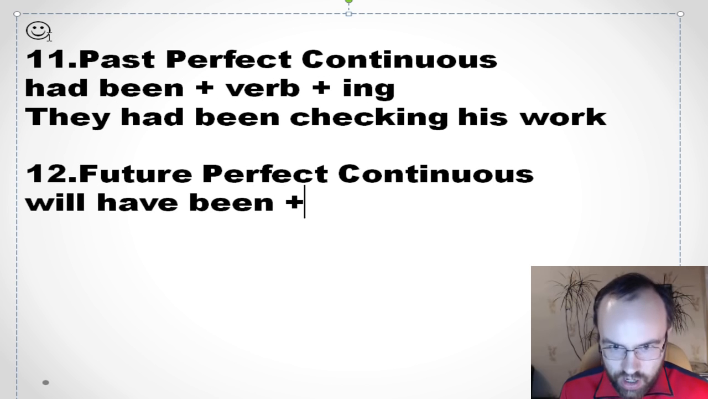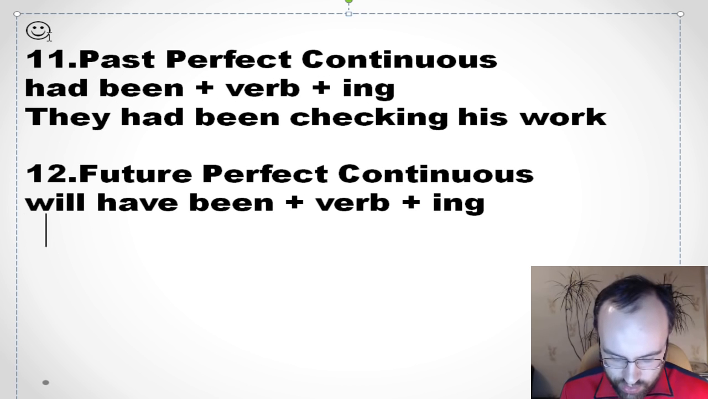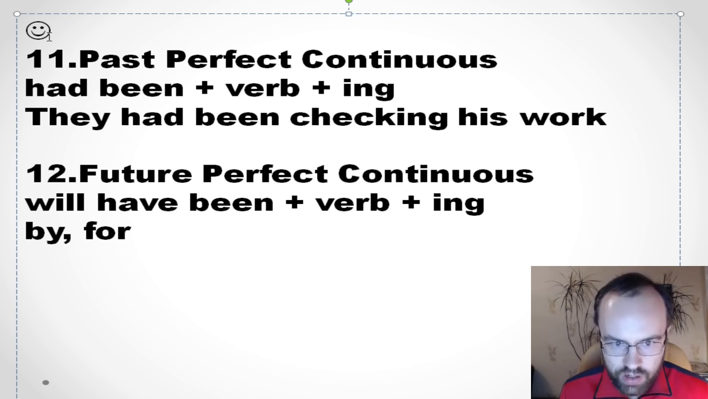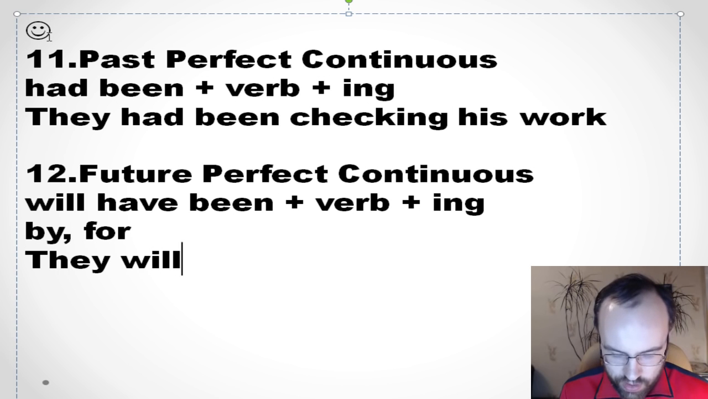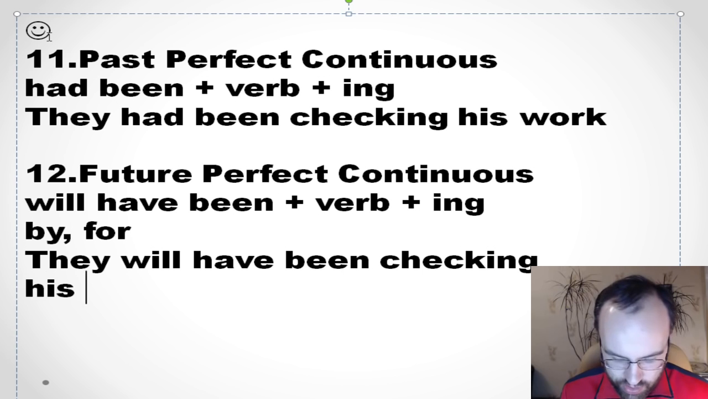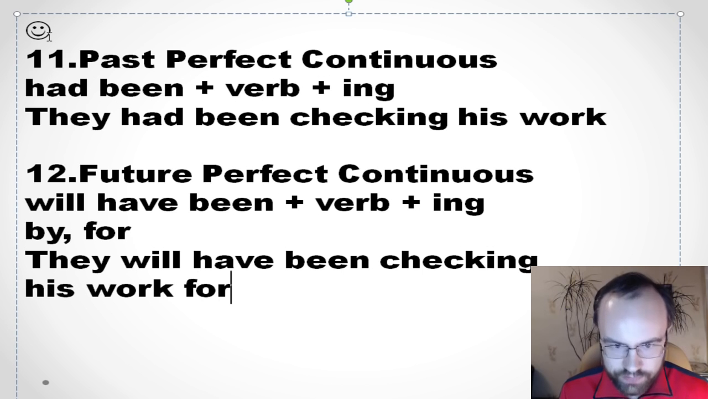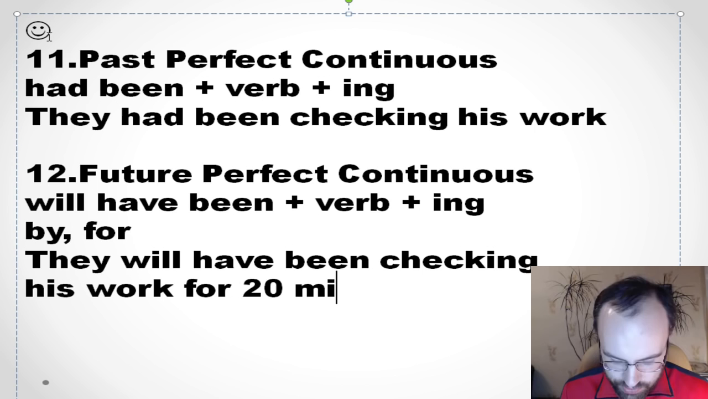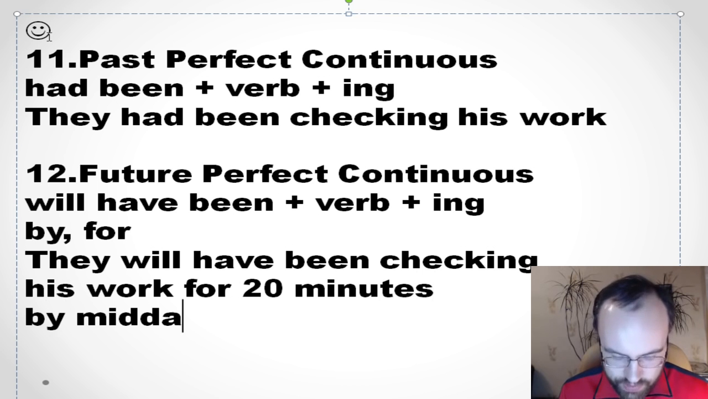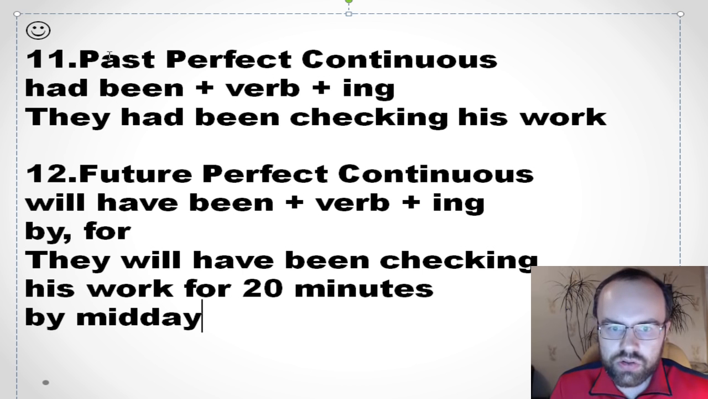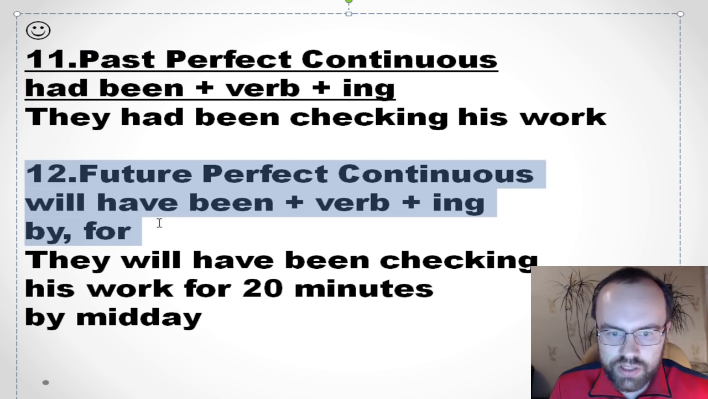Will have been plus verb plus ing. We use it when we have by and for. So for example, they will have been checking his work for 20 minutes by midday, for example. Okay, very good. So you see the formation and the examples. These tenses aren't so common, but anyway, you need to know them, I think so.